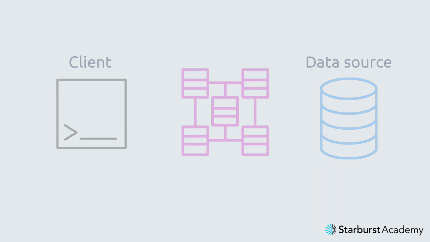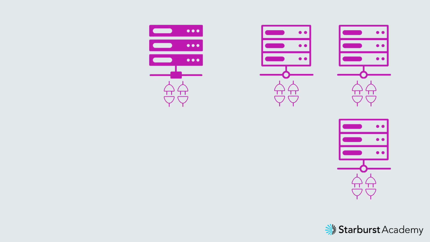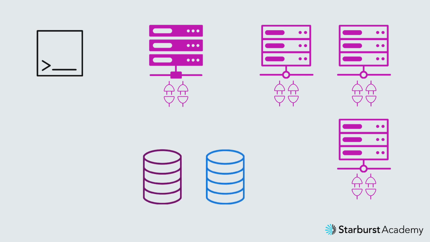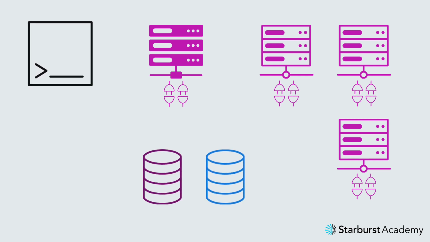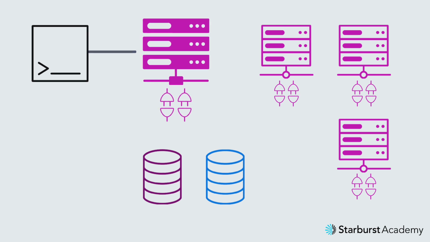Let's see how Trino processes a query that requires data from two different data sources. We'll explore this with a diagram that shows the coordinator, workers, and connectors that make up the cluster, the client, and two different data sources. First, the data consumer writes a query in a client, which passes the query to the coordinator.